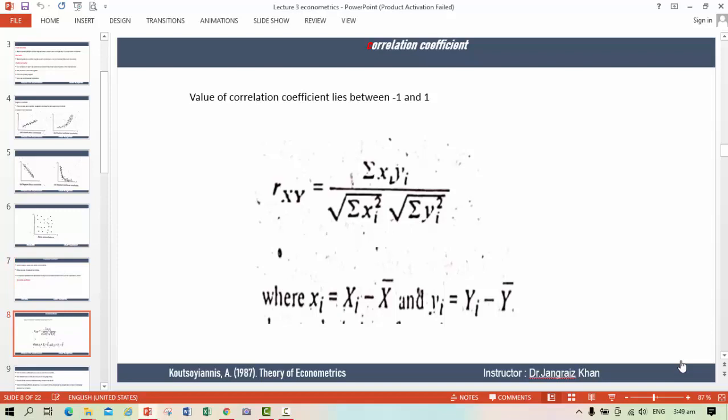The value of the correlation coefficient r lies between -1 and 1. We can use this formula: r_xy is equal to summation small x small y divided by the square root of summation small x squared times the square root of summation small y squared. Here x and y are in deviated form, so we can calculate small x by the formula capital X minus x bar, while small y can be calculated by capital Y minus y bar.